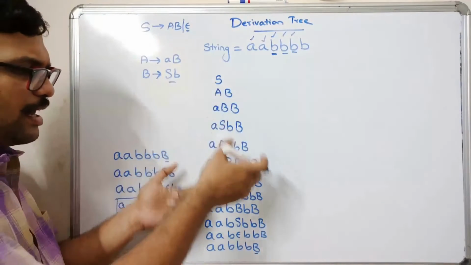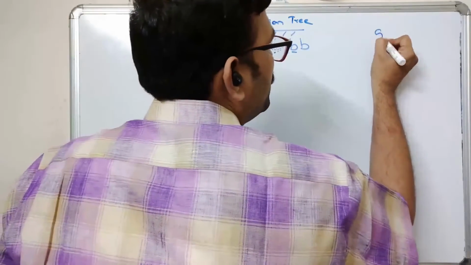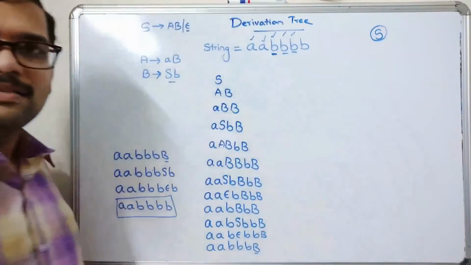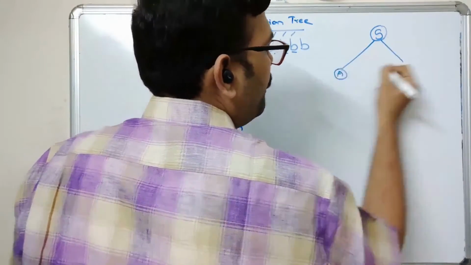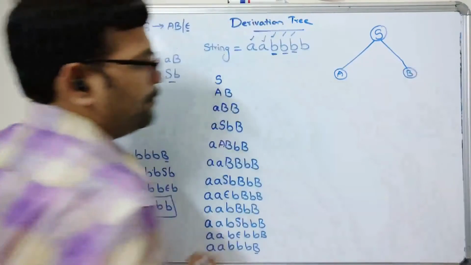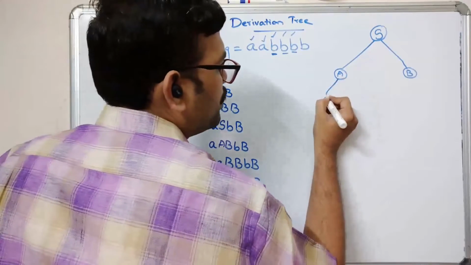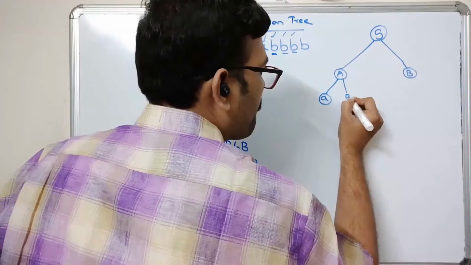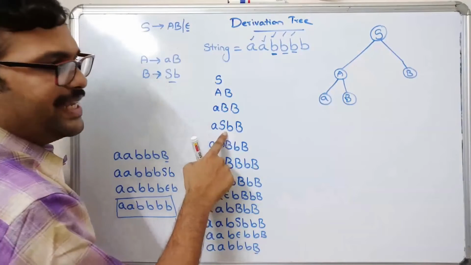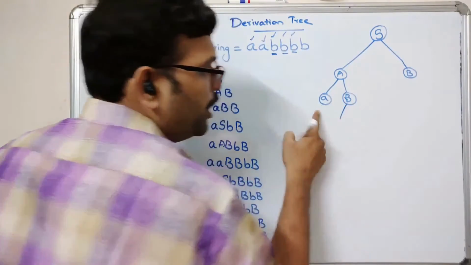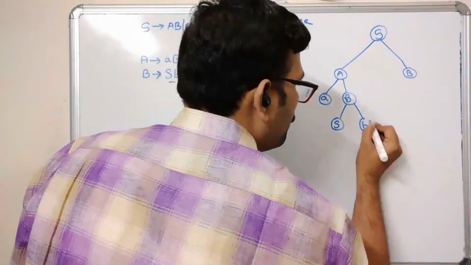Now just represent the same derivation using the derivation tree. Start with symbol S. First we have A and B. Next, A is again divided into AB. So A, B, right? And again B is divided into S and B. We need not change this one because this is a terminal, right? So S and B, right?